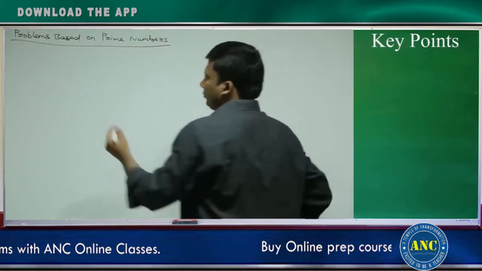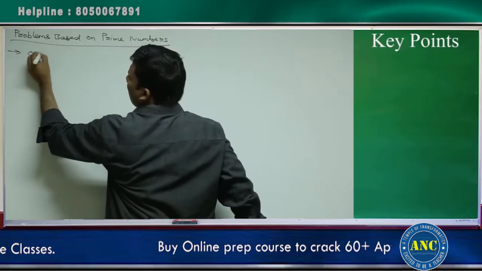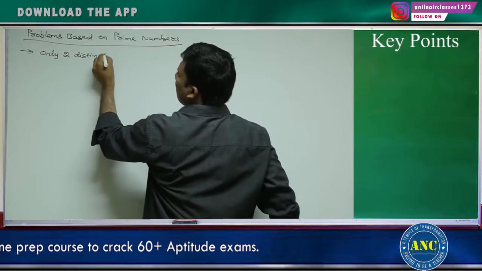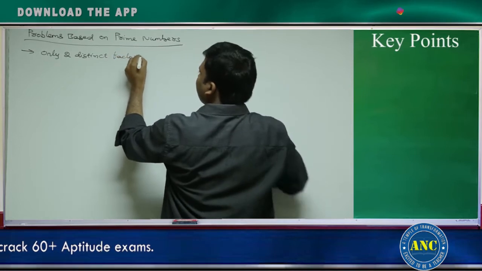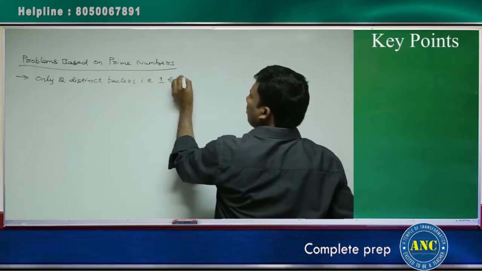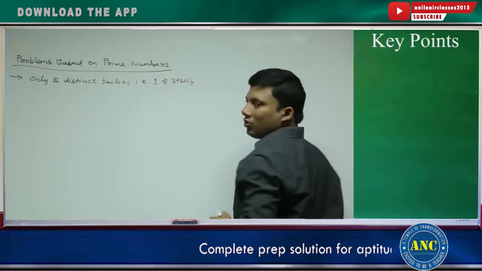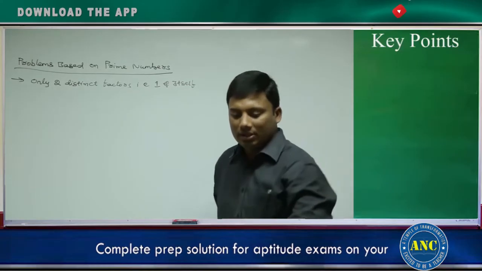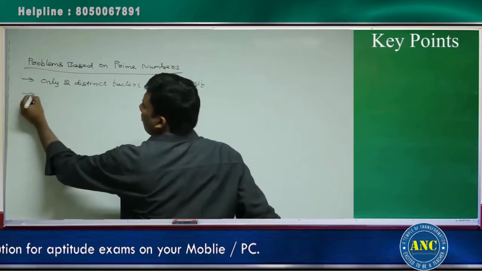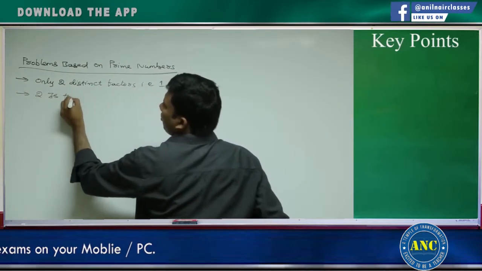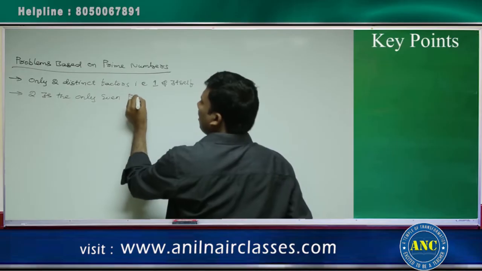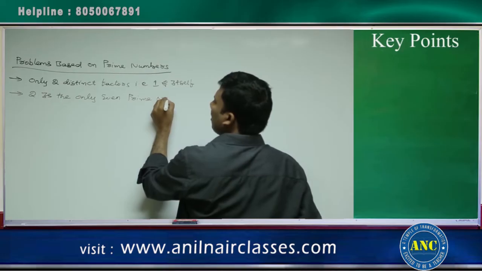First point. A prime number has only 2 distinct factors, that is 1 and itself. Next one. 2 is the only even prime. In all the prime numbers, the only even number is 2.